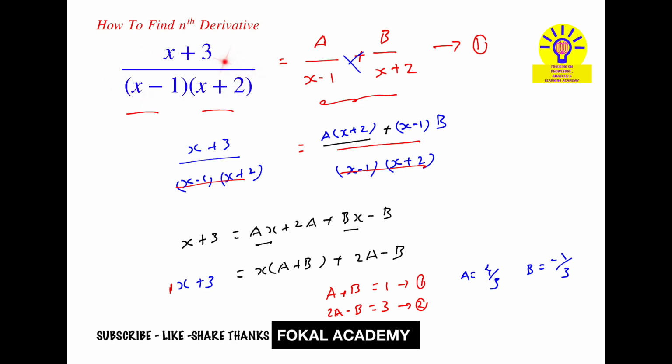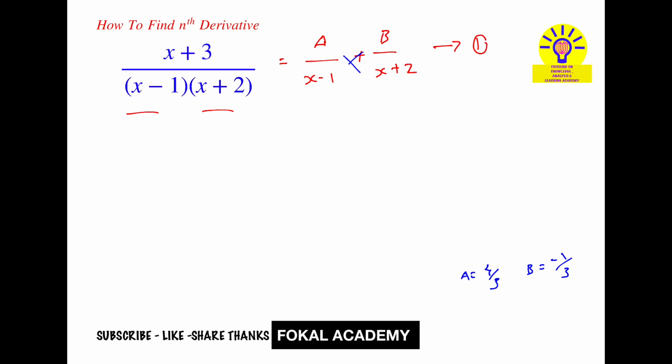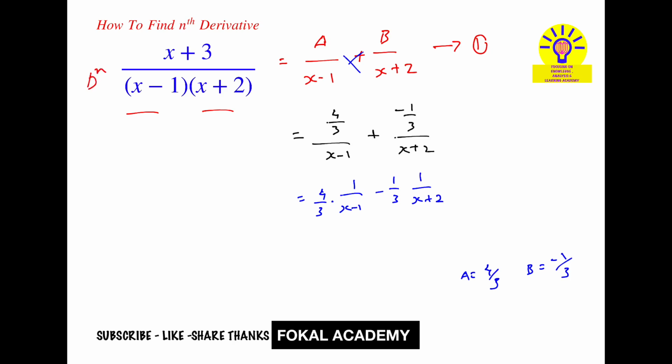So this expression can be written like this. Substitute the A value and B value here. A is 4/3, so 4/3 upon (x - 1), plus B is -1/3 upon (x + 2). So it becomes 4/3 into 1/(x - 1) minus 1/3 into 1/(x + 2). Now apply the nth derivative, because we want the nth derivative.